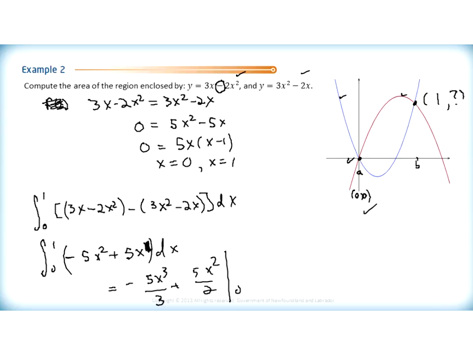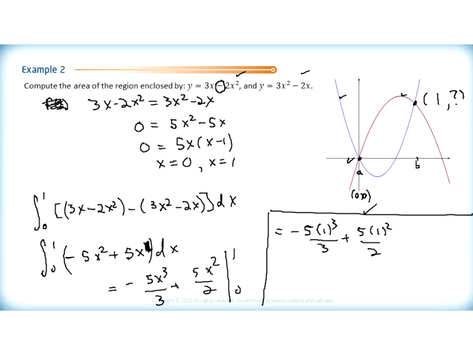And I know I have to evaluate from 0 to 1. So let's do the evaluation bit now. If I evaluate that at 1, I'm going to have negative 5 times 1 cubed over 3 plus 5 times 1 squared over 2. And I'm going to cheat and say since both of these have x in the numerator and I'm evaluating at 0, I'm just going to end up subtracting 0.